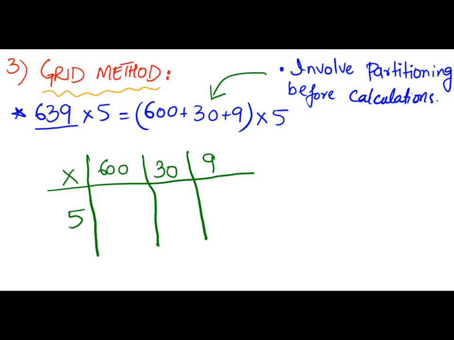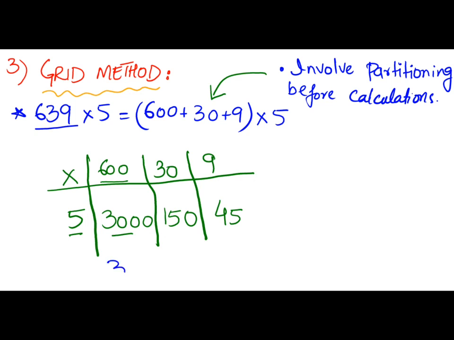So let's multiply them. This 5 is going to be multiplied by 600 first, and its product will be written here. 5 times 6 is 30, and 2 zeros, so 3000. 5 times 30 is 150, and 5 times 9 is 45. Here you can see that I have written all the products accordingly into their columns.